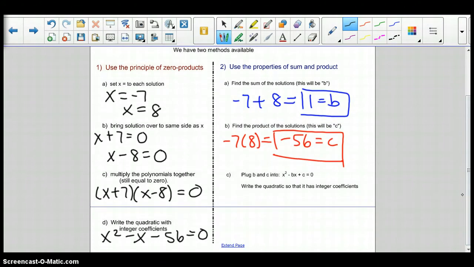Last but not least, we're going to plug B and C into this equation here. So we have x squared minus 11x, and it's minus because that is what it has here, and plus C, or plus negative 56, so minus 56 equals 0. And that is in fact the same as what we got in the first one. So those are two methods.